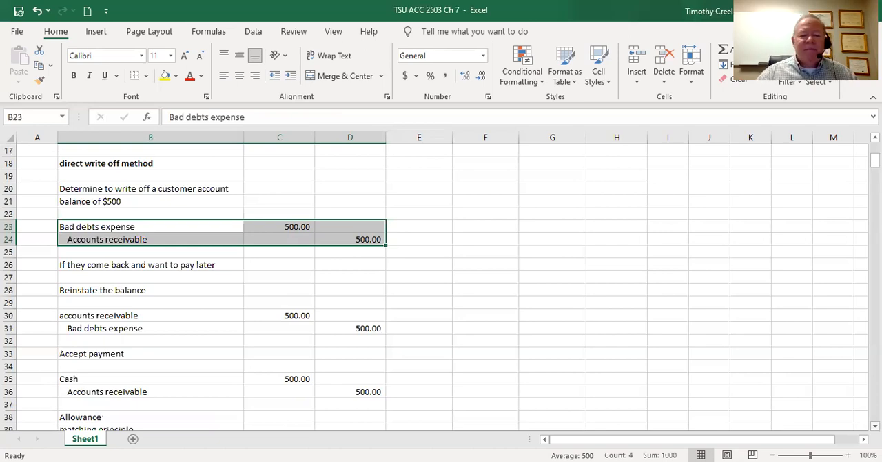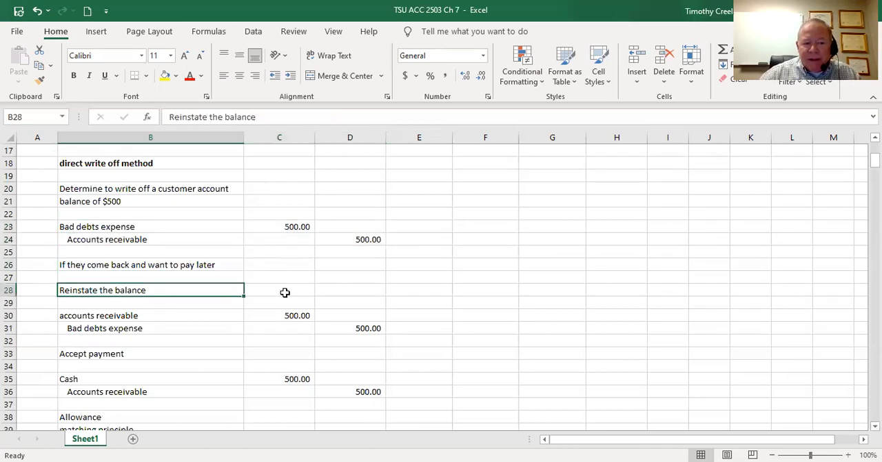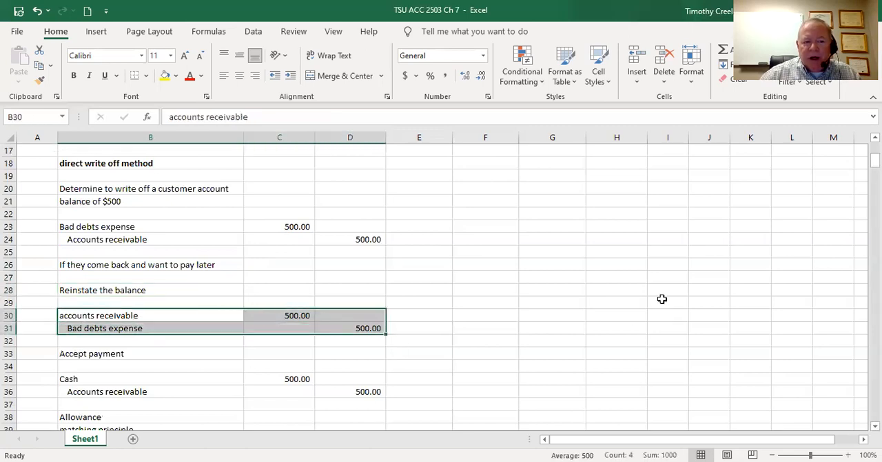And so sometimes the customer then will want to come back to you and pay in order to get their credit rating updated or increased, so they can then go buy a house or go buy a car or do what they want to do. And so if they come back to you and want to pay, you would basically reinstate the balance. So you would reverse what you did when you wrote it off.